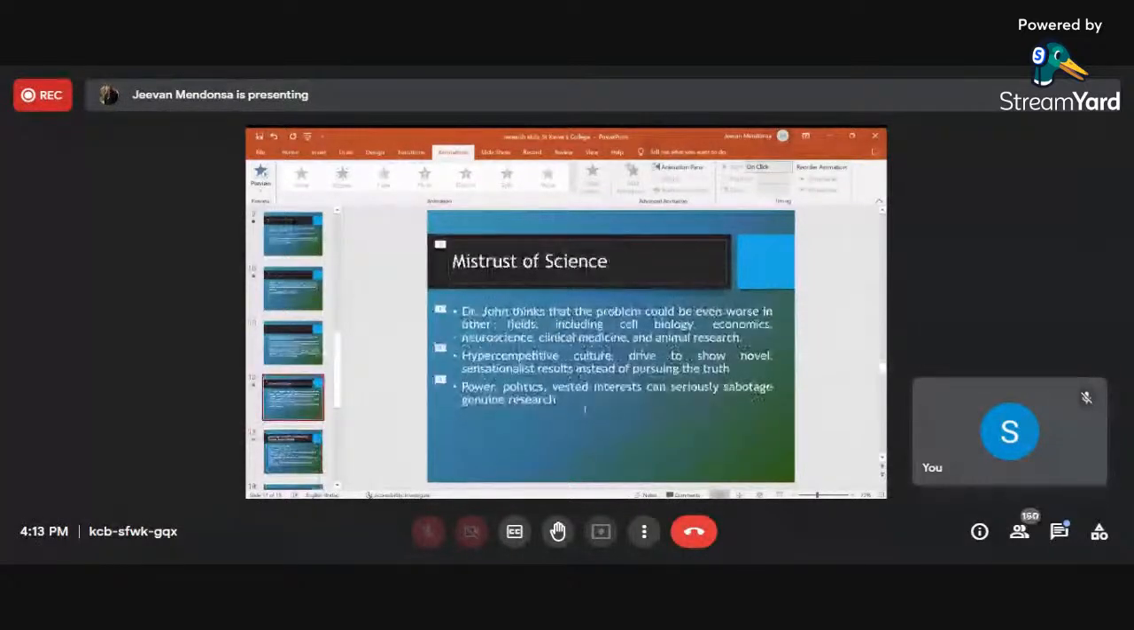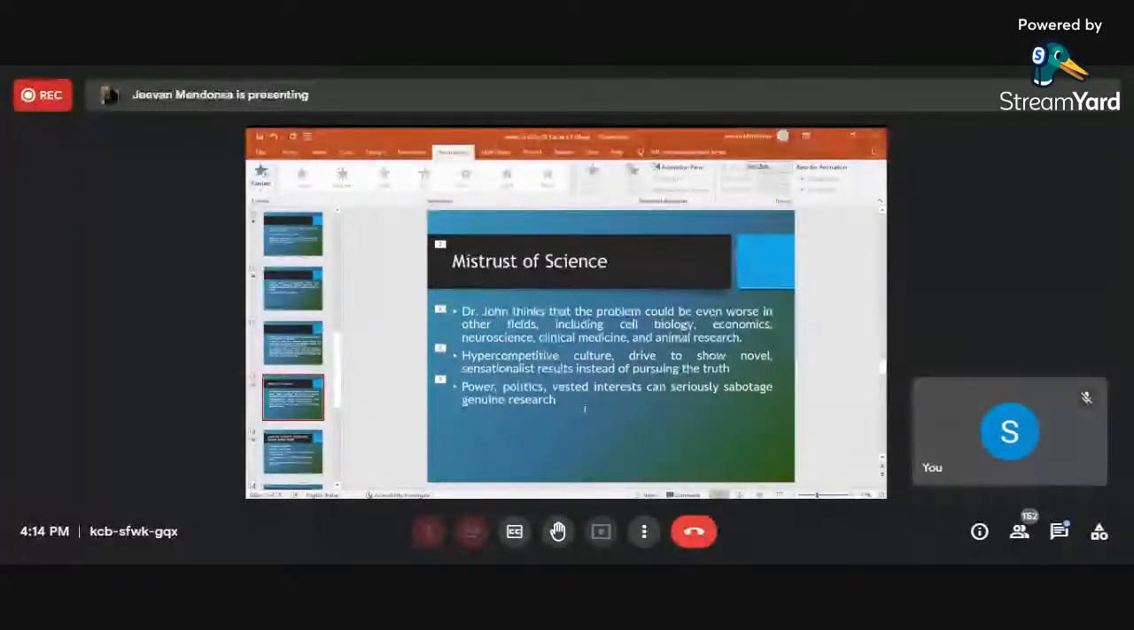Now, Dr. John says that this problem could be worse in other fields. So it is something across the board, not restricted to one particular field of research. He was even seeing it in cell biology, economics, neuroscience, clinical medicine, and animal research. Of course, this is his hypothesis. He is not giving any justification for that. But the other point, yes, has been justified and rechecked and shown that studies are not as genuine as thought to be.